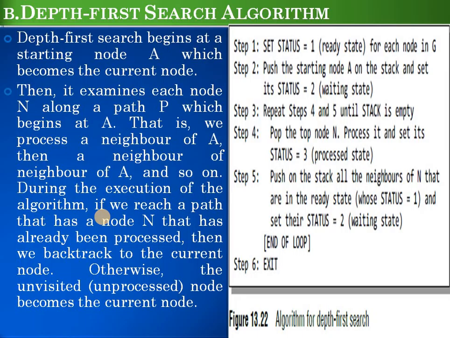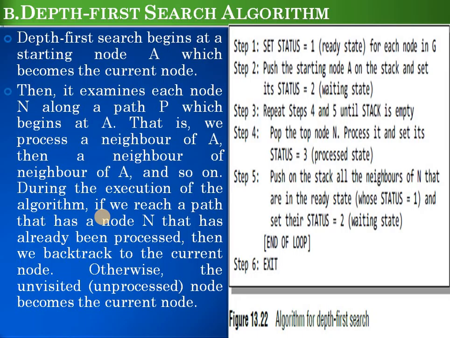Then consider this algorithm. Step 1 is to set status 1, the ready state, for each node in G, same as before. Then step 2 is to push the starting node A on a stack and set its status to the waiting state. Now repeat steps 4 and 5 until the stack is empty. Here we are using a stack because we have to process the last node, the top node, that is last in first out.